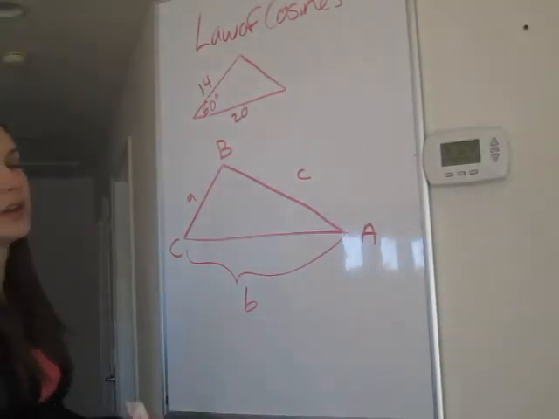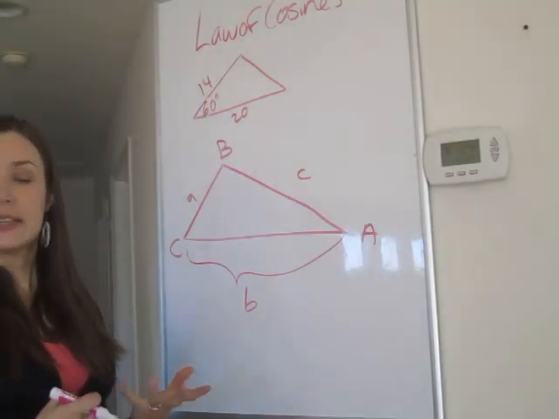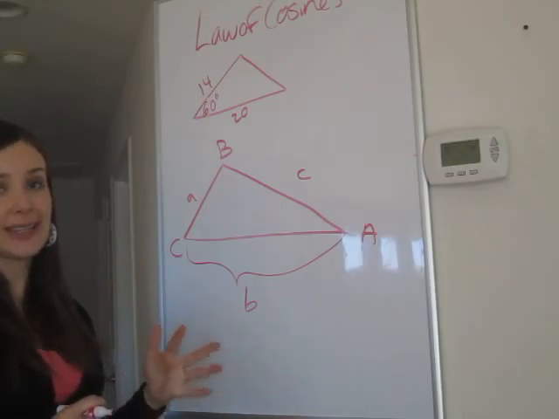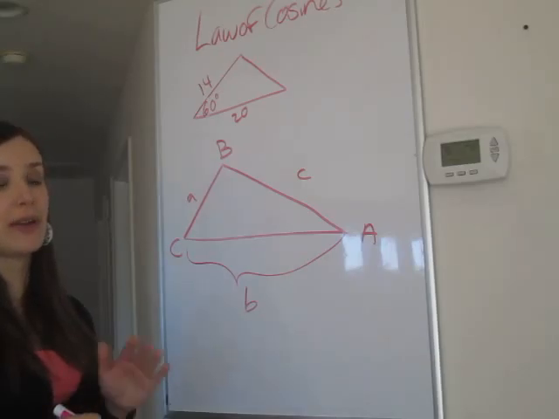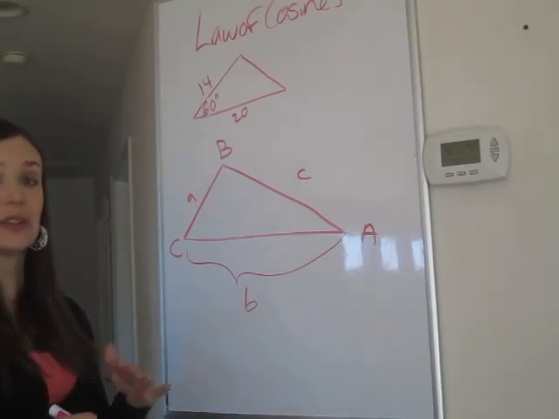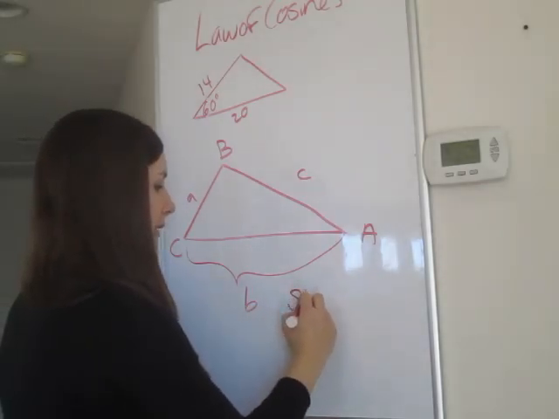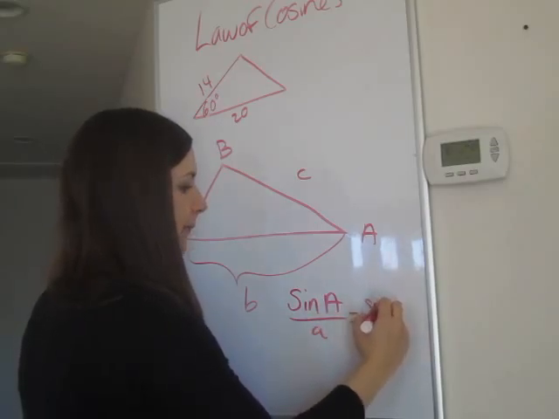Okay, so this is going to show the other formula we want, which is going to be law of cosines. The law of sines formula is really great if you have two side lengths and an angle and you need to find a missing angle, or you have two angles and a side length and you need to find a missing side.